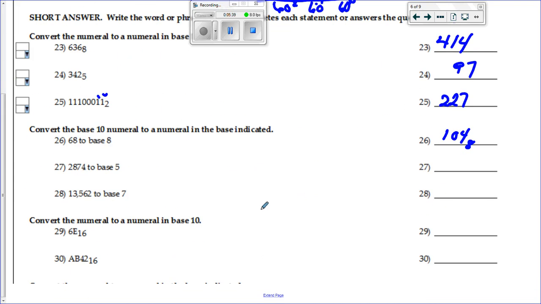Okay, so now we're going to do 13,562 into base 7.